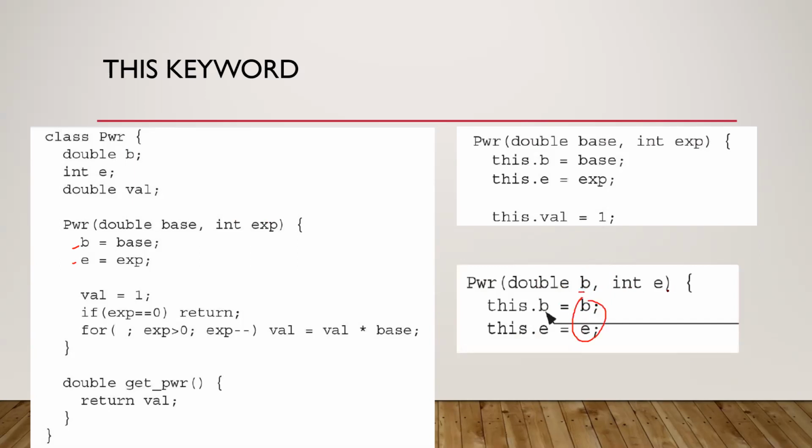Because this will override or supersede the definition in the local scope. So if I want to refer to the class variables, the variables that are in the class, then I need to refer to them as this.B and this.E. Okay, so this is where you have the use of the this keyword.